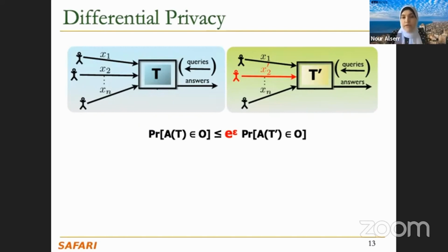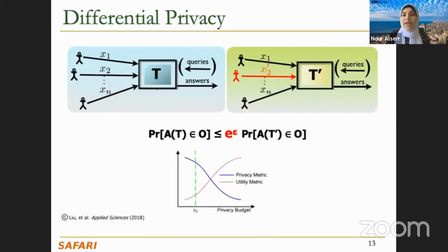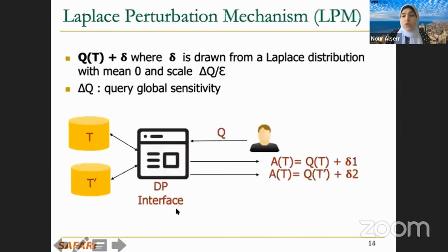If I have less sensitive data and I care more about the accuracy or the utility, then I need to add less noise. So how can we choose the level of noise? It is based on epsilon, which is the privacy budget. The smaller the privacy budget, the more privacy we have, and the less utility, of course. So how do we achieve differential privacy, how do we add the noise?